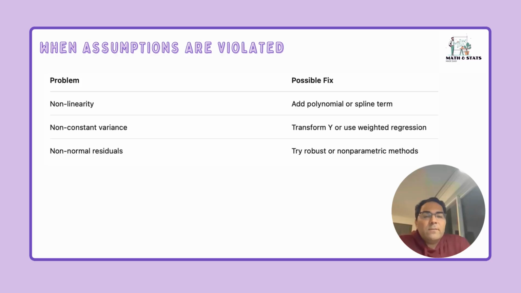So what if any of those assumptions doesn't hold, and how can we fix that? If linearity is violated, we can add a quadratic or a spline term to the model. If variance is not constant, we can use transformation or weighted regression. And if errors are not normal, we can try robust or non-parametric methods. But keep in mind that any of those solutions will change the interpretation of the coefficients and estimates.